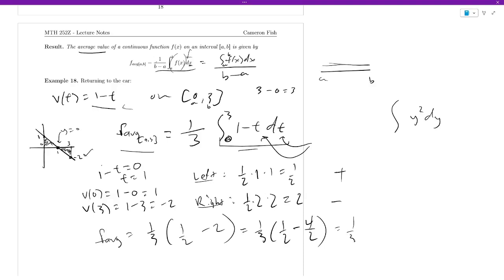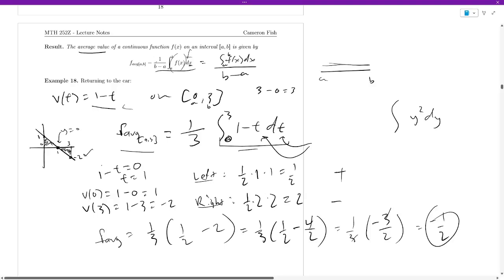So it's 1/3 of 1 minus 4, it's -3 halves. I can multiply the 1/3 in, but it's going to cancel with that 3, right? So we get -1/2 in the end. So on average, they were going -1/2, and you can kind of think of that as like here's -1/2, maybe.